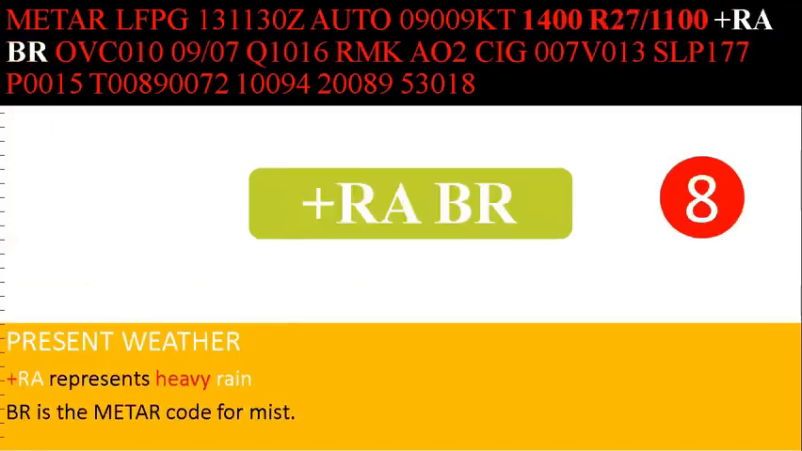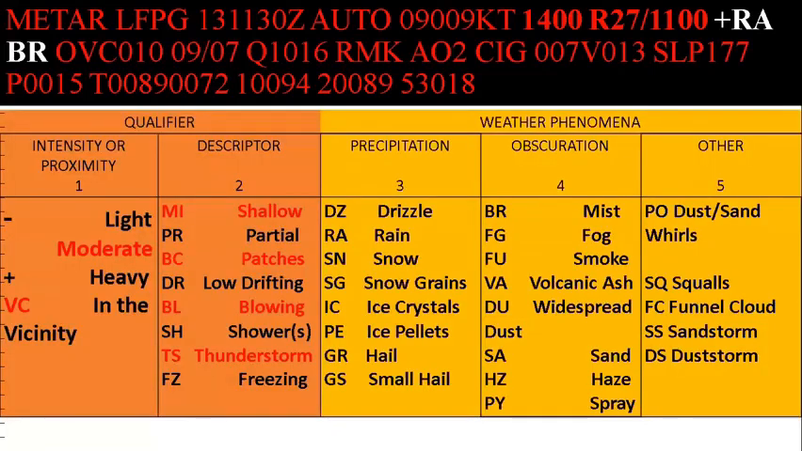Next, you will see the description of the weather. So plus RA represents heavy rain. Plus means heavy and RA represents rain. And next we have been given BR, Bravo Romeo. It is the METAR code for mist. So you should learn most of these abbreviation codes by heart.